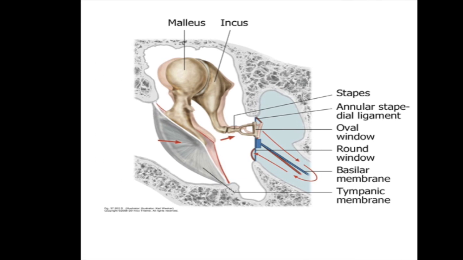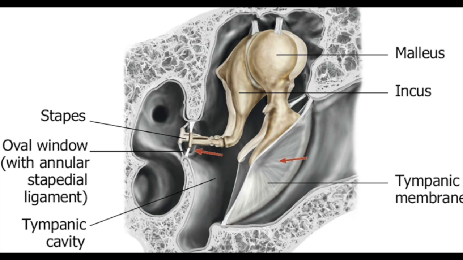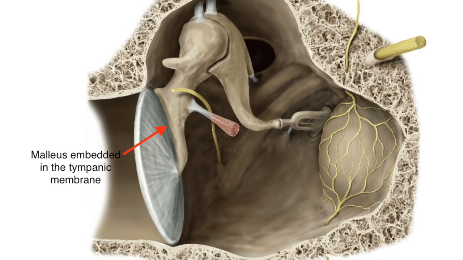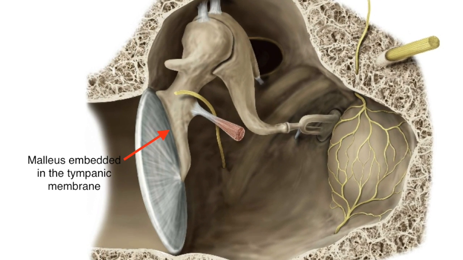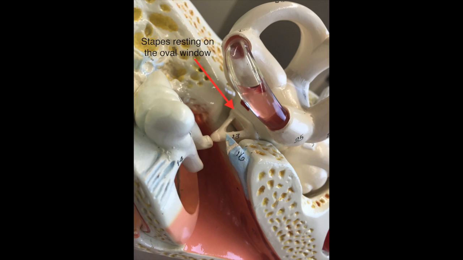Now let's talk about the three ossicles that lie within the middle ear. These also happen to be the smallest bones in our body. The first of the three ossicles is the malleus. The malleus is embedded on the medial side of the tympanic membrane. The malleus then connects to the middle bone of our ossicle system, known as the incus. From there, the incus connects to the stapes. The stapes is the final bone in our little ossicle system, and it rests against the oval window on the medial wall of the middle ear. This point serves as the connection between the middle and inner ear.